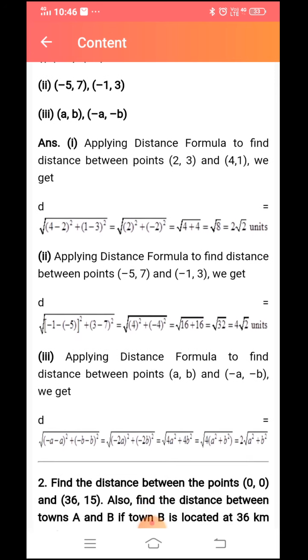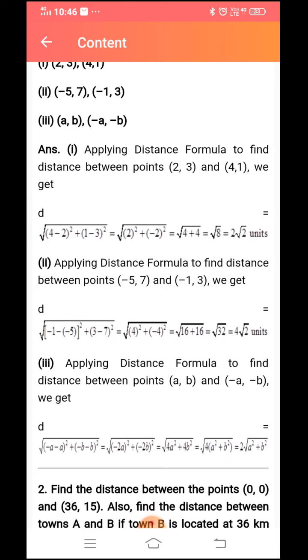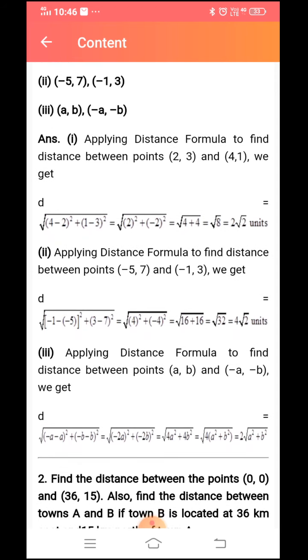x2 minus 1, y2 3. Just apply it: x2 minus x1, that is minus 1 minus of minus 5. Already in the formula there is a minus. Now for the x1 coordinate, minus 5. So minus of minus should come. You have to apply this carefully.